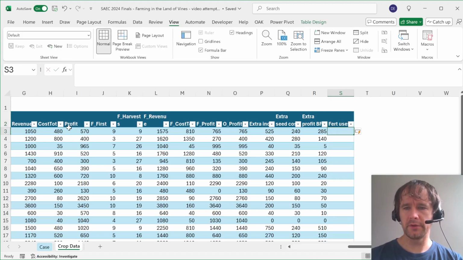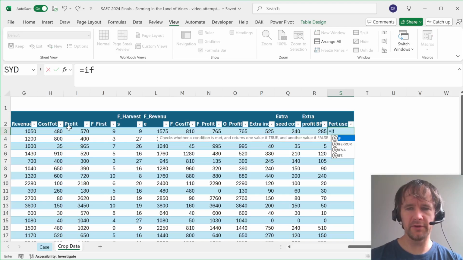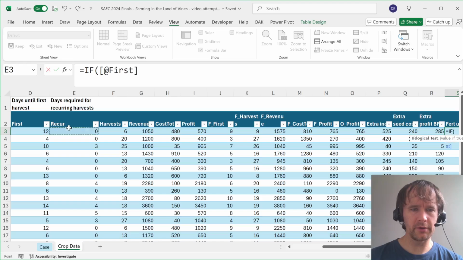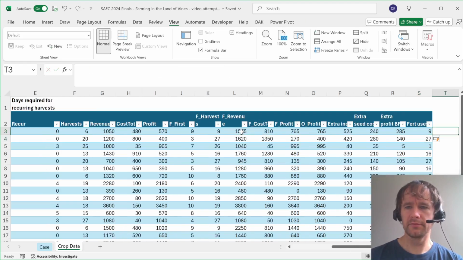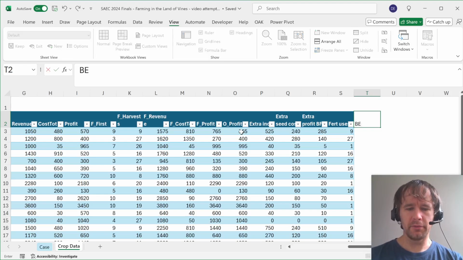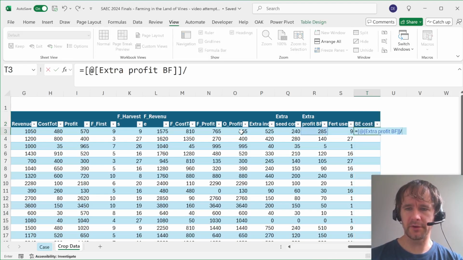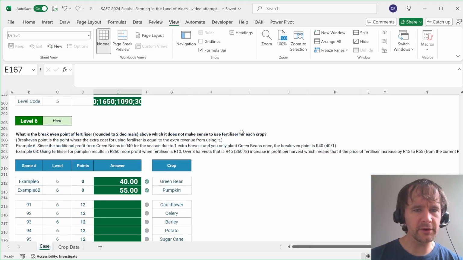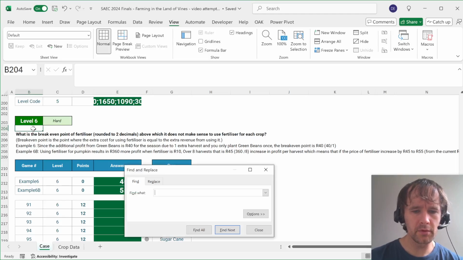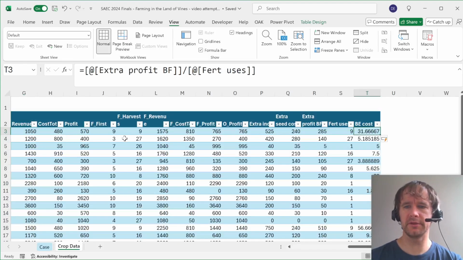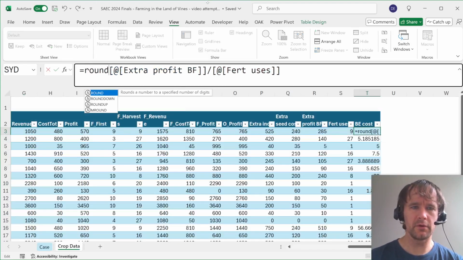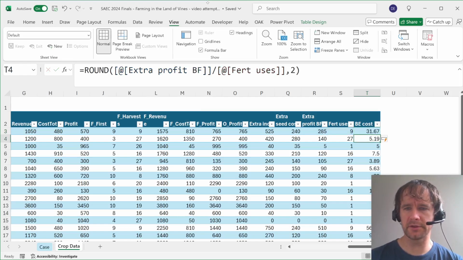fert uses, and that is going to be if we're recurring, then 1, otherwise it's the number of fertilizer harvests. So then break-even cost is going to be your extra profit divided by that, and I think there's some instructions about rounding. Round to 2 decimal places, yes. Okay. So say round that to 2 decimal places.